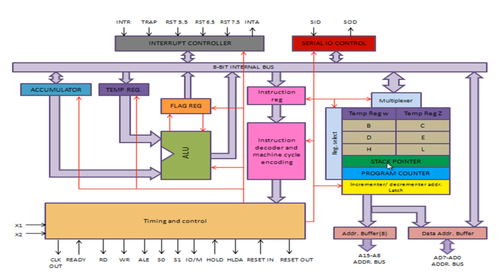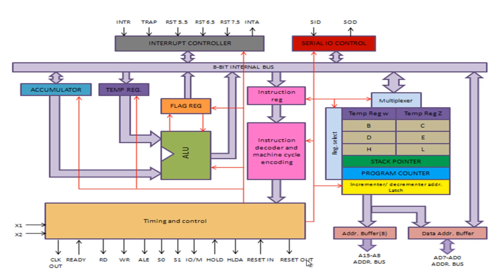Suppose that we are starting from 0000H, that is your 16-bit address. So the program counter will be initialized with the 0000 location, and as we proceed, the increment will be there, like 0000 to 0001, 0002 up to FFFFH.